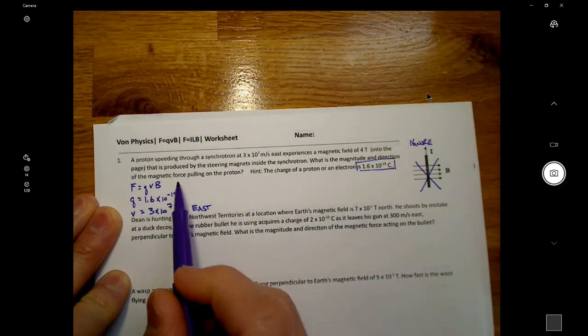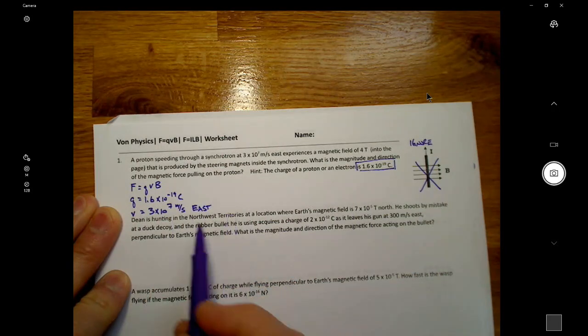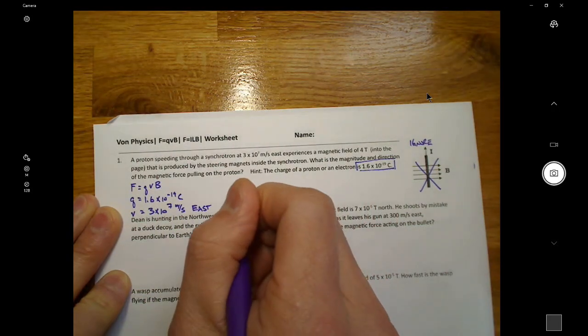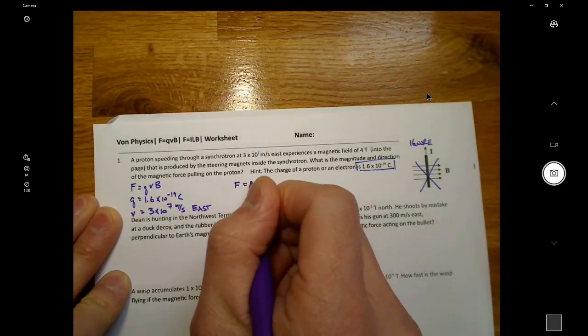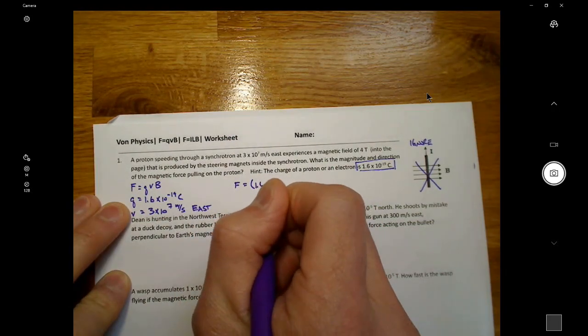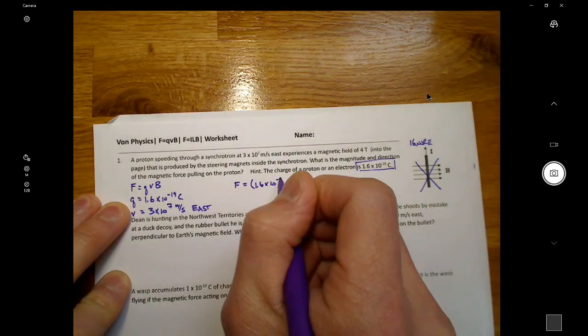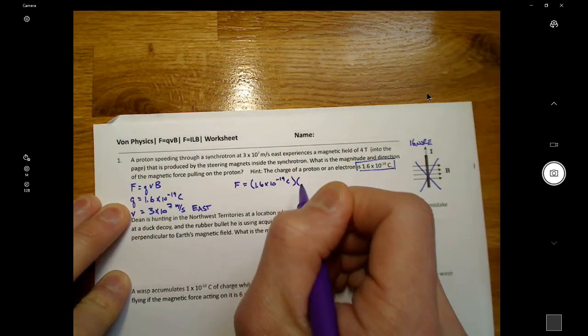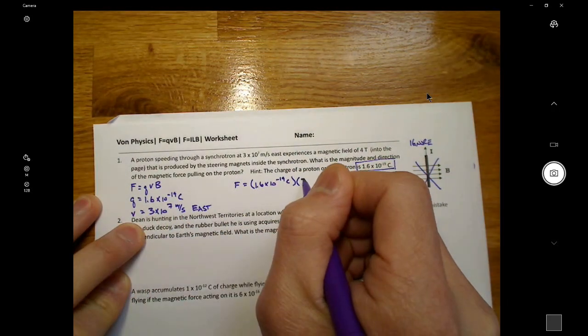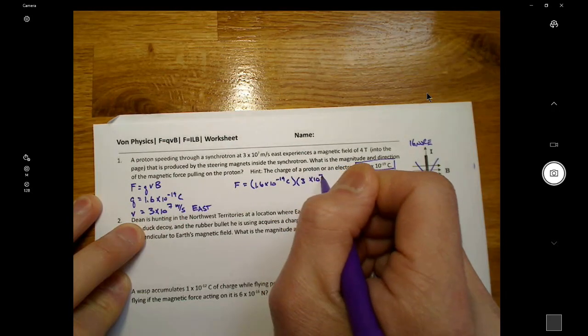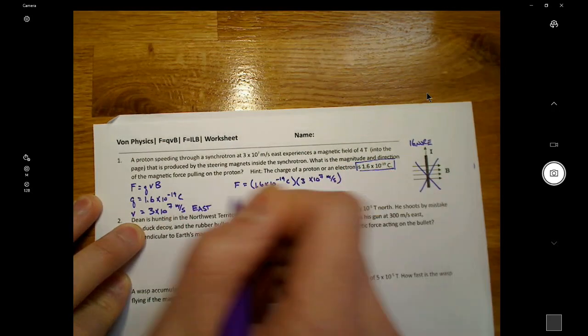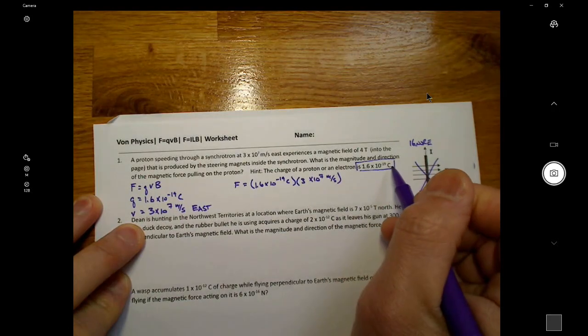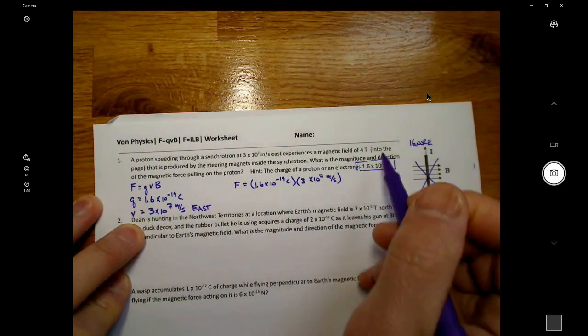Alright, so let's see, what do we have here? We want to figure out the force on this. F equals Q, which is 1.6 times 10 to the negative 19th coulombs, times the velocity, 3 times 10 to the 7th meters per second. Oh, and I forgot to write the magnetic field. That was the last part given to us in the problem. Just right here.